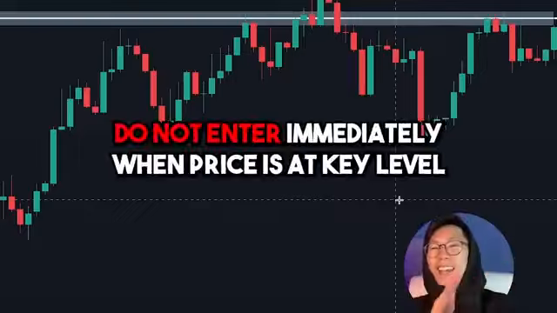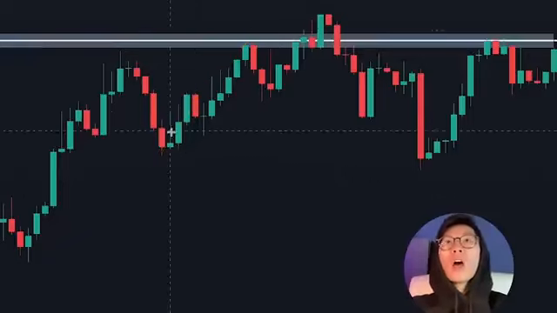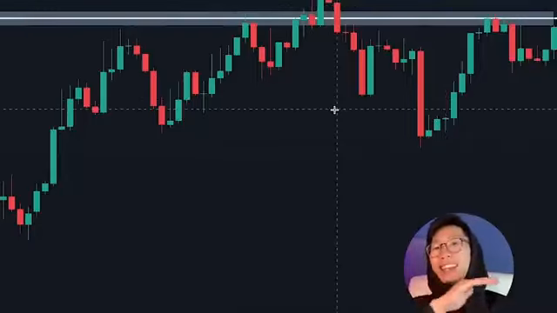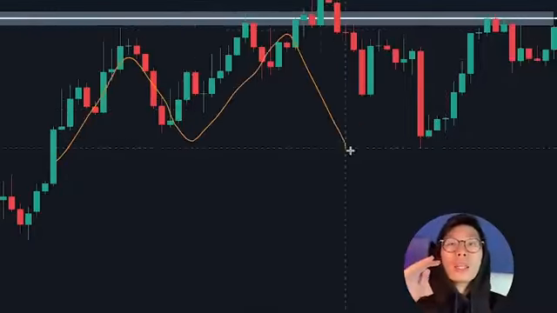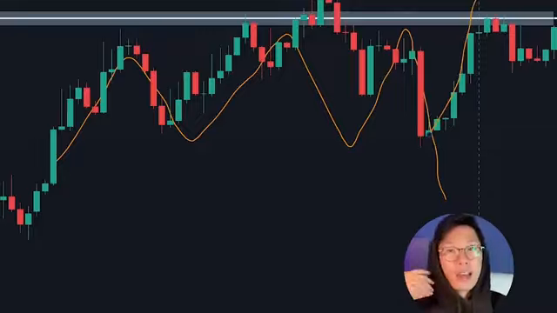When price is at a key level, do not enter yet. You cannot assume that price is going to break past this key level or reverse immediately at the key level. Price can literally consolidate for a little bit before price decides whether it wants to reverse or break the key level. So be patient, do not chase the trade, and react to the market.